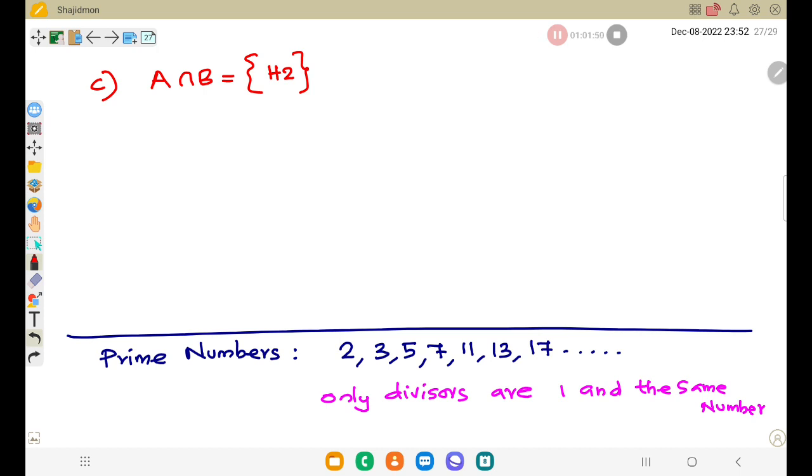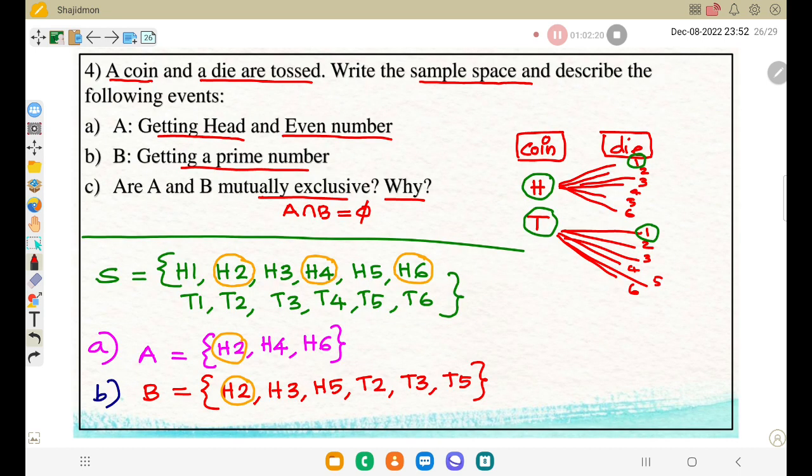So what we can say? Is it mutually exclusive? No, because mutually exclusive means we need the intersection to be empty, the null set. Correct? But here it is not a null set, not equal to the empty set. So what we can say? Not mutually exclusive. A and B are not mutually exclusive events. This is what our question here is.